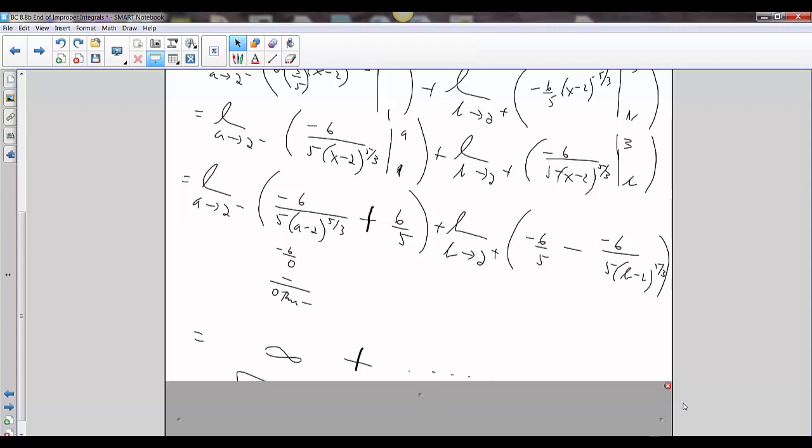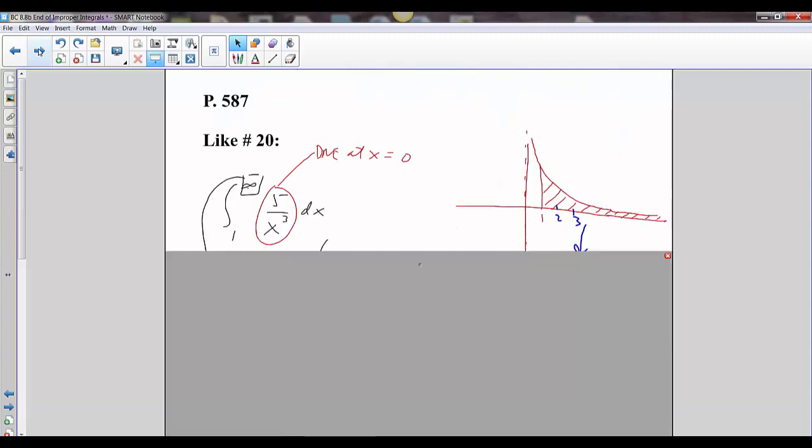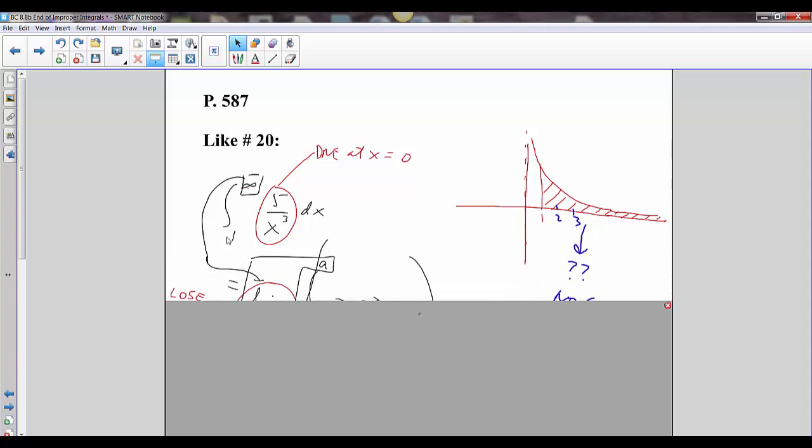So it turns out that this particular improper integral diverges. This is like number 20. The integral from 1 to infinity of 5 over x cubed dx. Again, you're going to have to notice it doesn't exist at 0, although that doesn't really matter here because we're going from 1 to infinity.